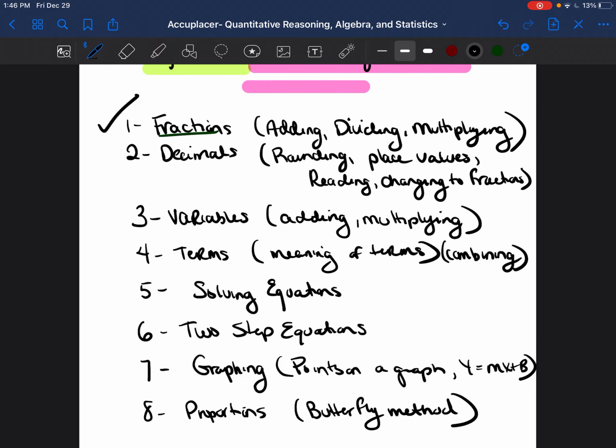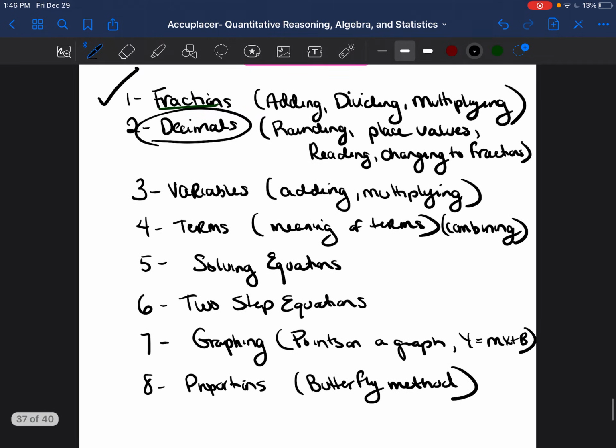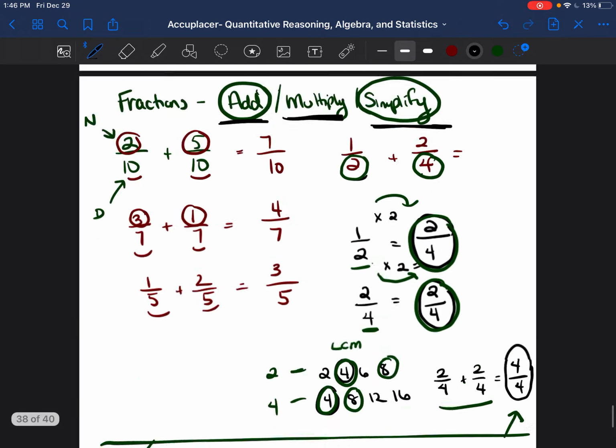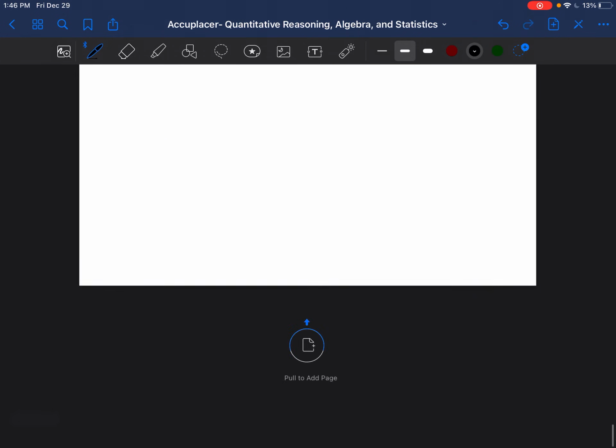Let's go ahead and make a little check mark. And now let's go over decimals. When we go over decimals, we're going to be rounding. We're going to be talking about place values and changing them to fractions. So let's go ahead and do decimals.